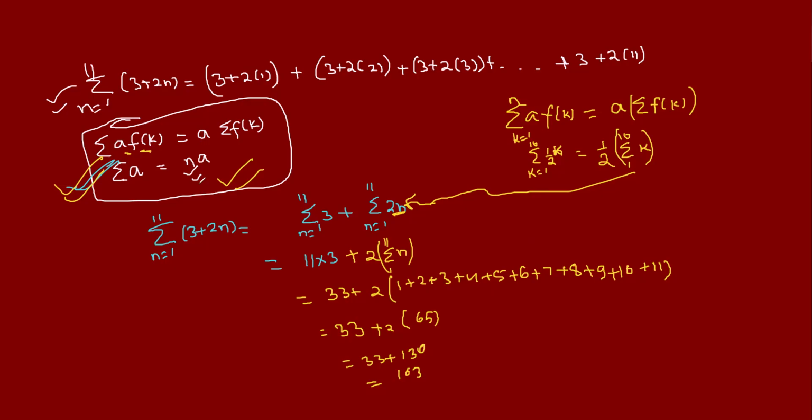Okay. And the second formula is, if only A is there, then you will write n into A. What is n? n is the last term. Understood? Let's suppose 1 to 10, then you will write 10 into 2. This is very important.